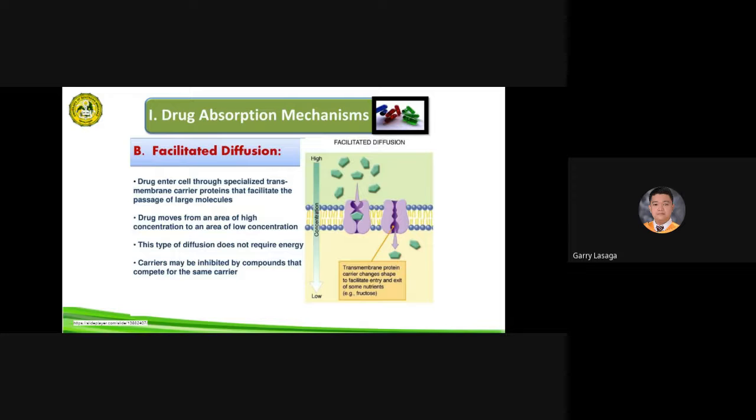So for the simple diffusion, the driving force for the movement of the molecule is the concentration gradient. So when we say concentration gradient, that refers to the concentration of the molecule inside and outside of the cell. So for the simple diffusion, the molecule will move from an area of higher to lower concentration. So that is a downhill movement of molecules from higher to lower.